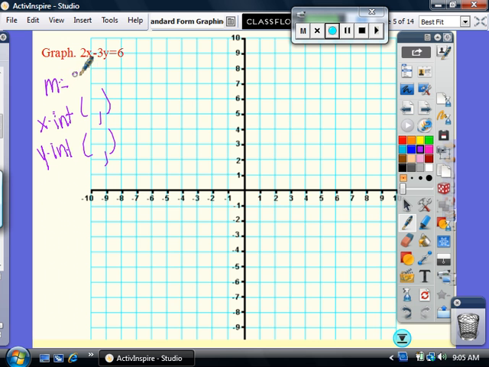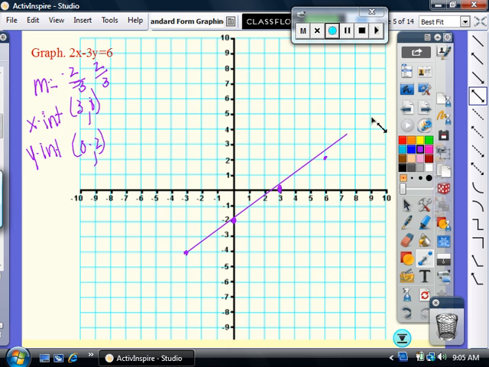The slope was negative 2 over negative 3, which was positive 2/3. The x-intercept was 6 over 2. The y-intercept was 6 over negative 3. And so it just graphs the same. There's no difference in the graphing. You're still going to use rise over run. Connect the points. That's it.